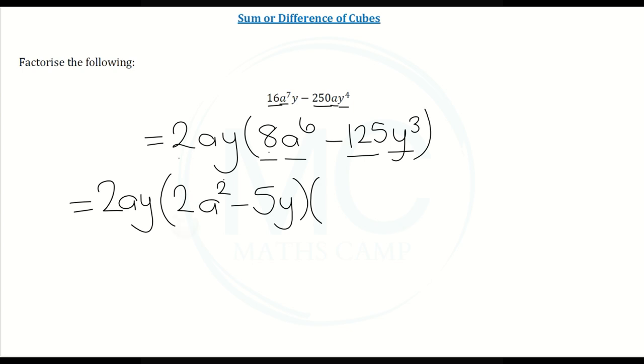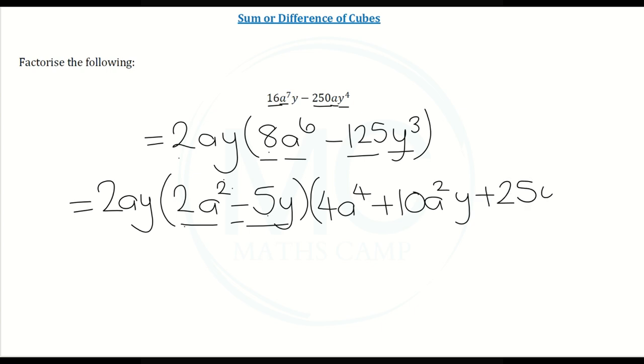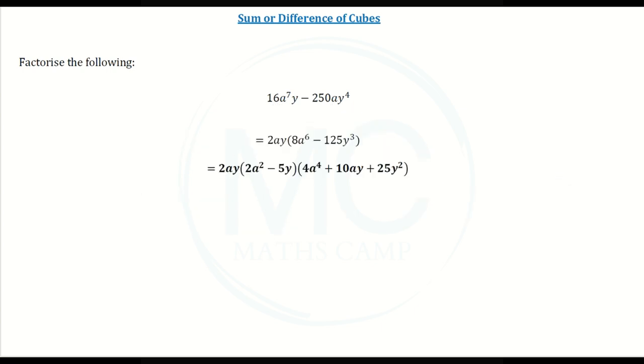Let's open our second bracket. Now we want to square 2a squared. 2 squared is 4. So the square of a squared is a to the power of 4. We have a minus sign, so we're going to have a plus sign over here. 5 multiplied by 2 is 10, so we get 10a squared y. And finally, we want to square negative 5y, so we say positive 25y squared. And we have now factorized this expression. Please look at more examples like this in upcoming videos.